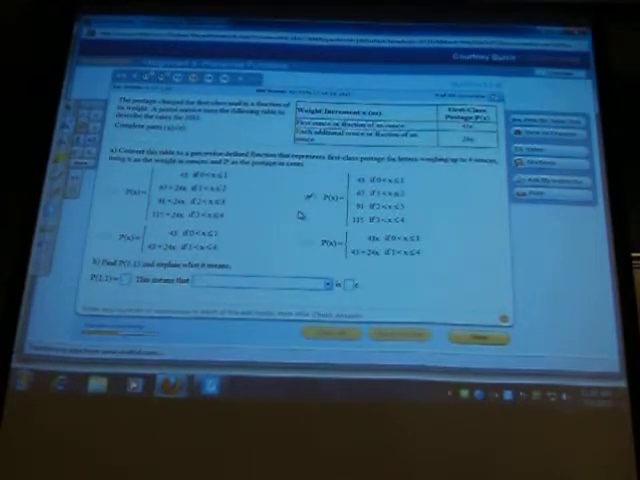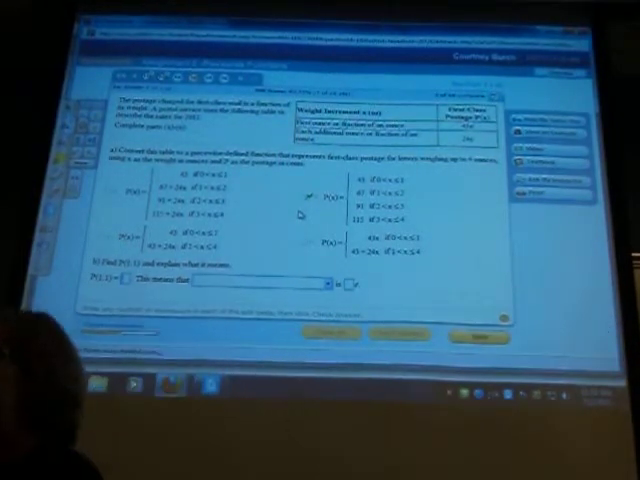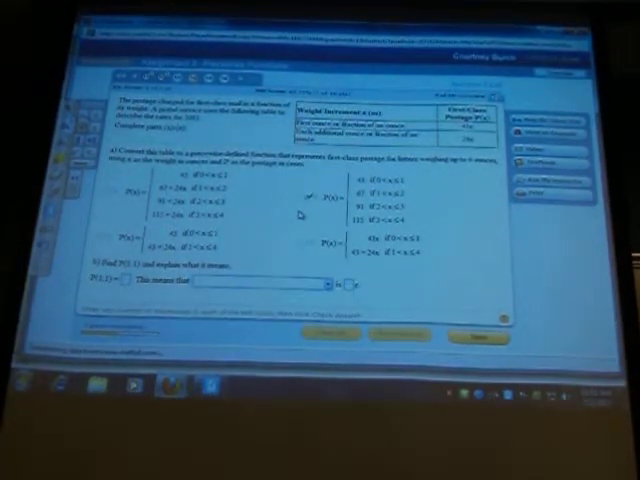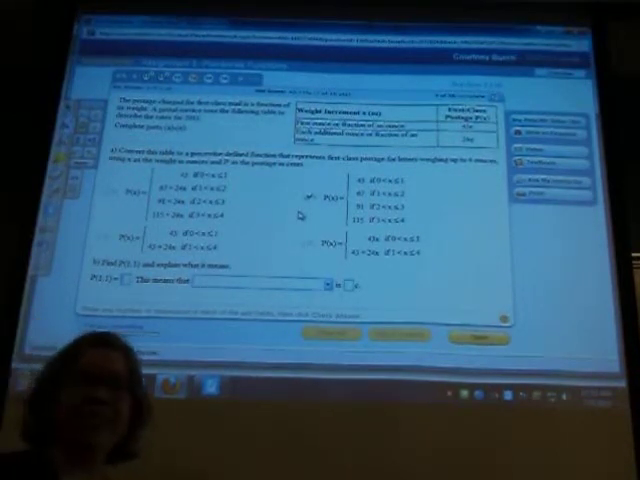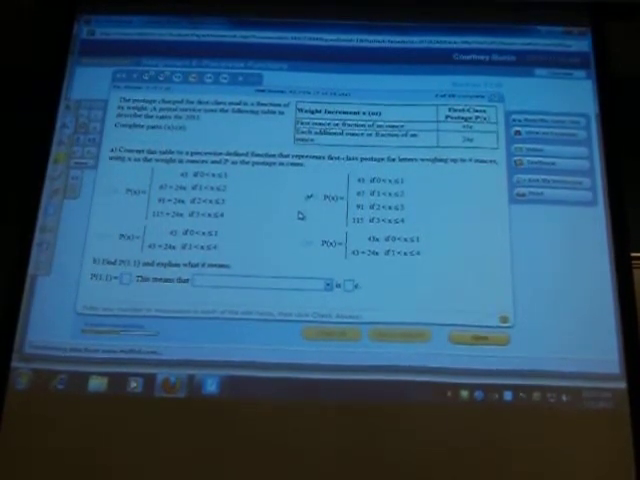Then they want me to find P of 1.1. 1.1 would mean I have 1 ounce and then 0.1 ounces. So I'm over 1 ounce by 0.1. So which category would I fall into? The 67, right? So the fraction of the ounce puts me up into the second category.